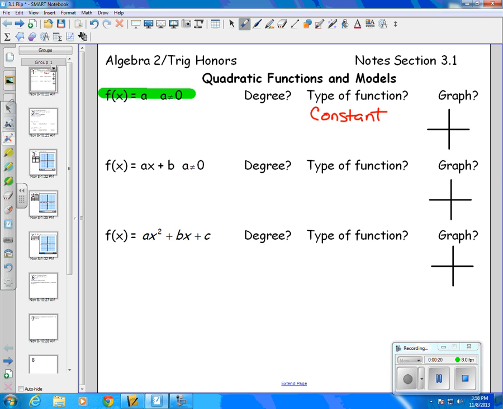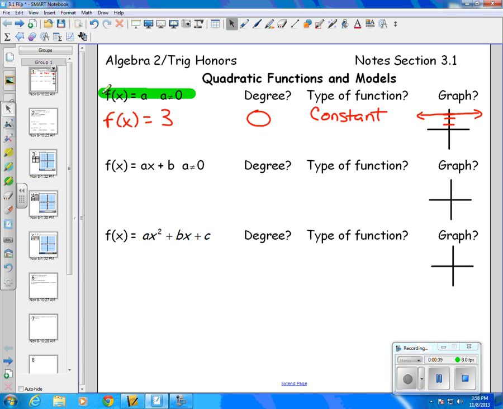If we plug in a value for a, we'd have something like f of x equals 3. We should know that the graph of that would just be a horizontal line with a y-intercept of 3. So it looks something like that. And the degree of a constant function will always be 0.